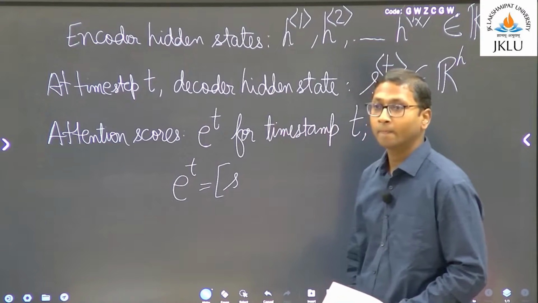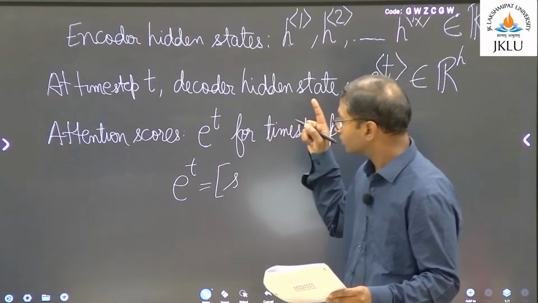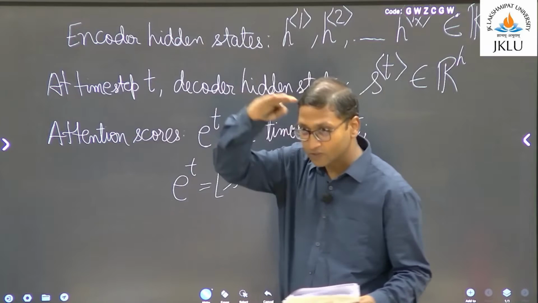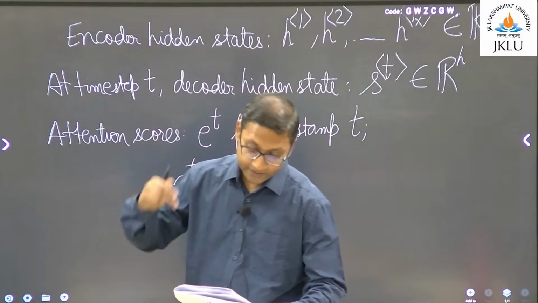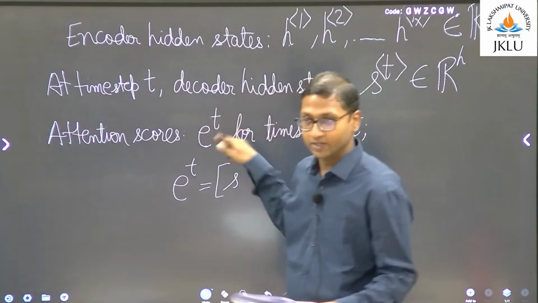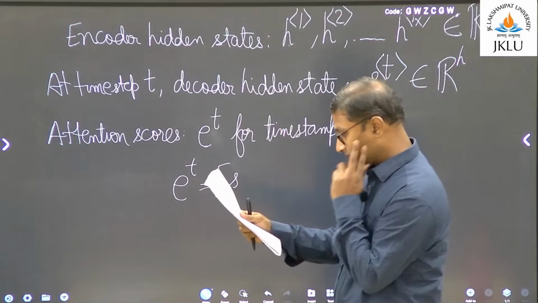Sorry? Attention scores alpha K or P? No, attention score was first, then we had something else. We had attention distribution, which were alphas. Okay.